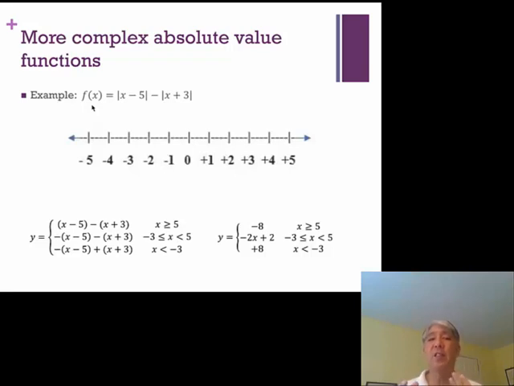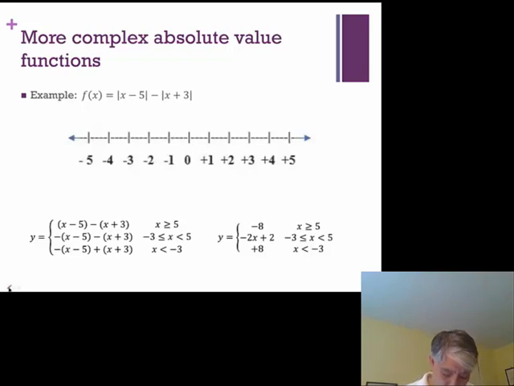f of x is two absolute value functions, the absolute value of x minus 5 minus the absolute value of x plus 3. Both of those are absolute values. And both of them I need to set when x minus 5 is greater than 0 or less than 0, and when x plus 3 is greater than 0 and less than 0. So let's do that on a number line basis.